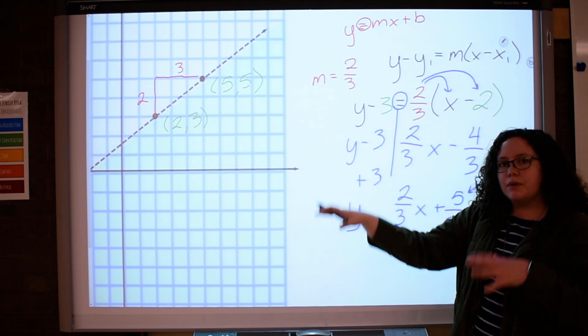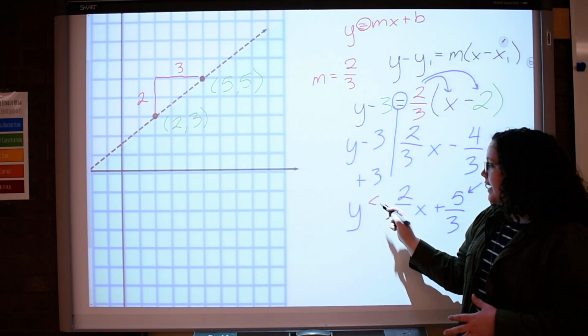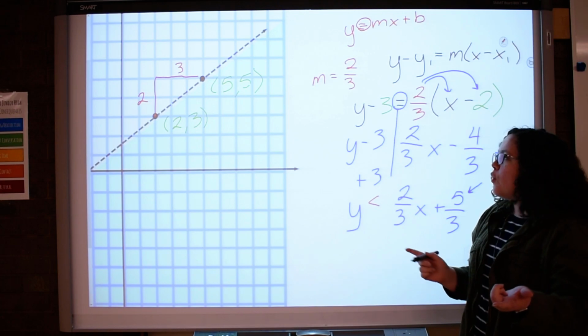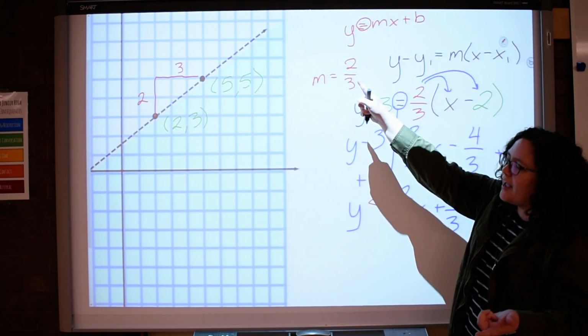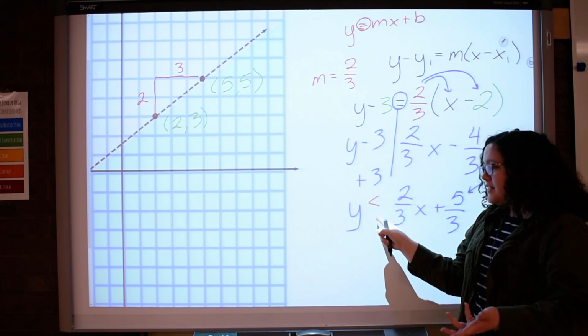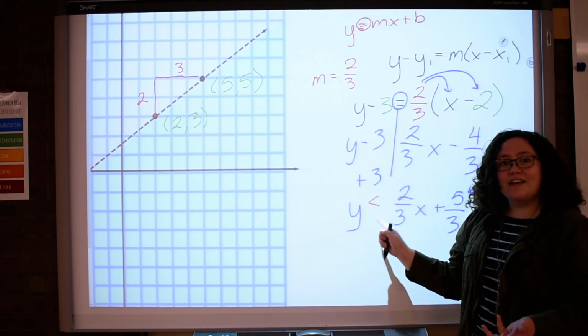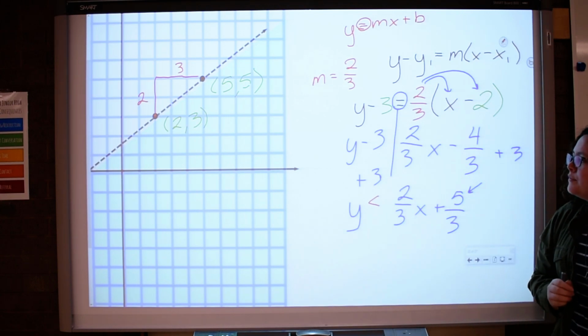And remember, if the shading is below our line, it's going to be less than. Now we need to check and see if it should be or equal to. Well, that dotted line looks like that line is not included, which means this shouldn't be included. We leave it as just less than.